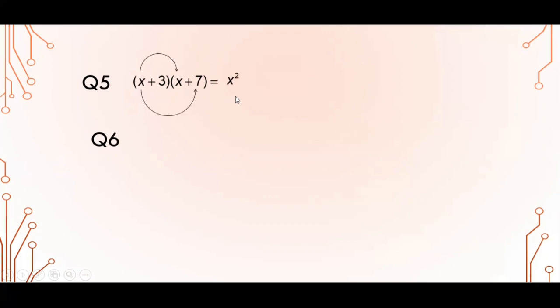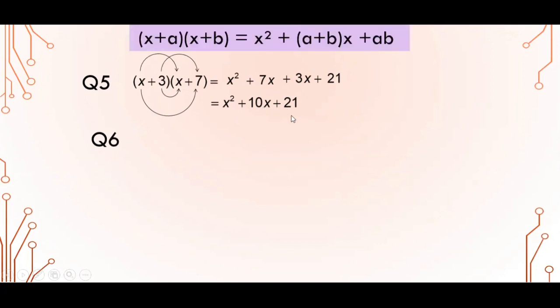Then x into 7, you get 7x. 3 into x is going to be plus 3x. And 3 into 7, positive 21. Adding the like terms, 7x plus 3x, you get 10x. So that is how the product of (x + 3) into (x + 7) gives x square plus 10x plus 21.